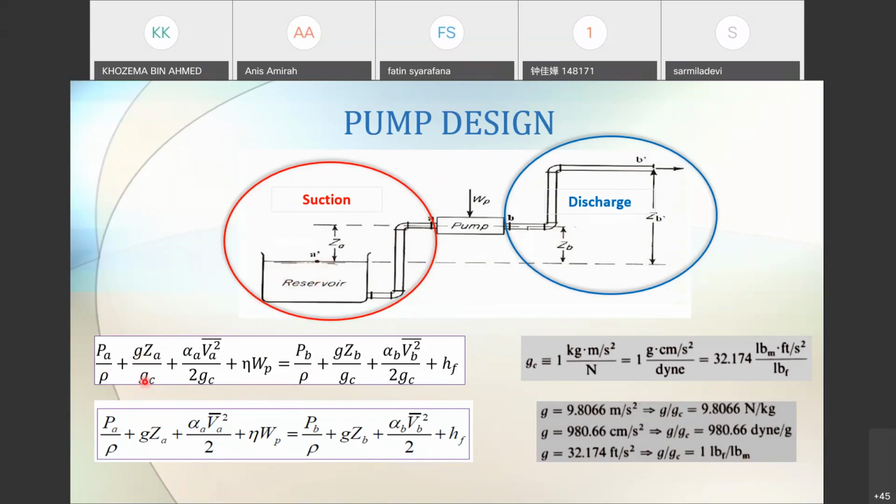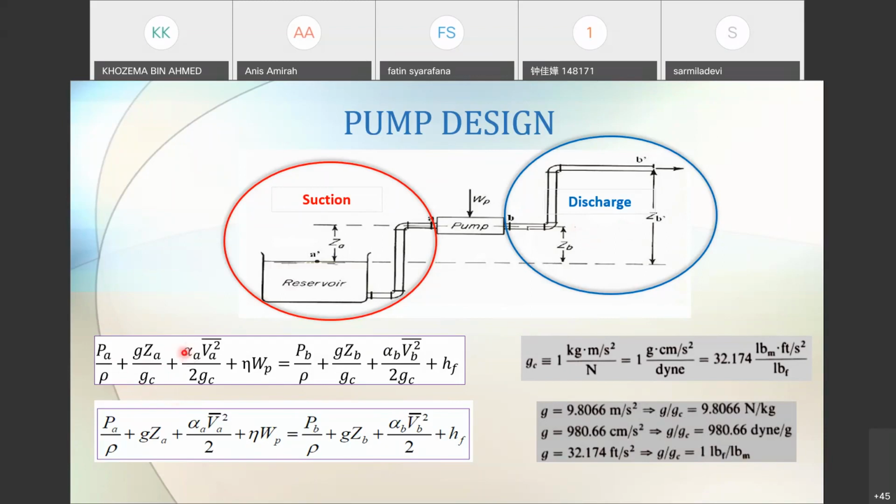GC here, how do I say this? You use GC to convert your unit. So in our case, it's not that important.